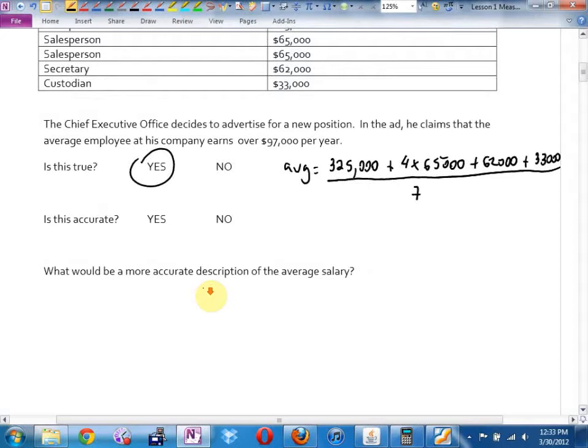So, is this accurate? No. What would be a more common description of the average salary? Oh, sorry, more accurate description. I think most common. Taylor, both of these have names. This is actually called the mean. This is called the mode. We're going to write that down later.